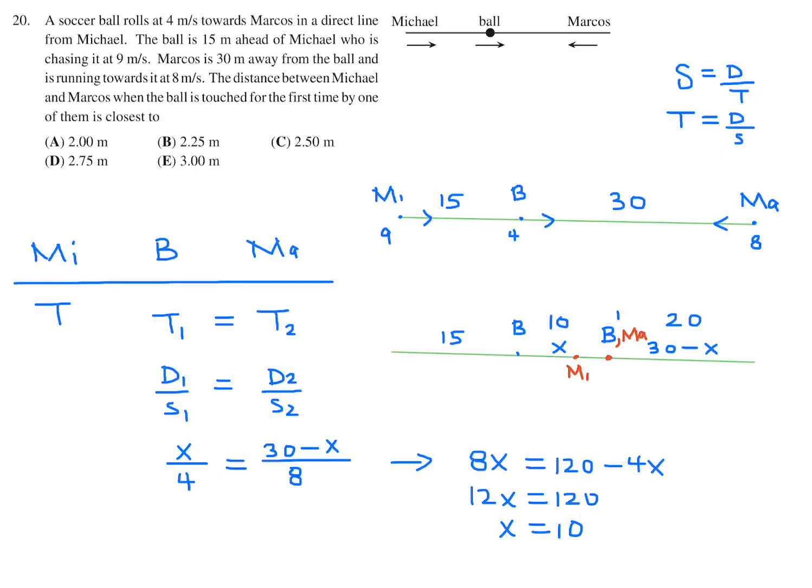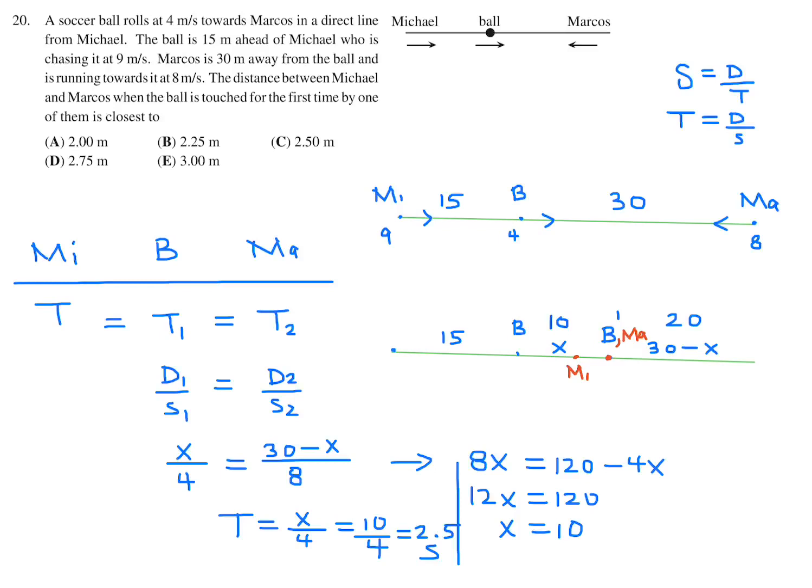Well, we can basically just use this equation since we have the value for x. So the time, since all of these times are the same, is x over 4, and that looks like 10 over 4, which is 2.5 seconds. So 2.5 seconds is the time that it takes Michael to go from his original position to here. So what we have to do is figure out how much distance he traveled.